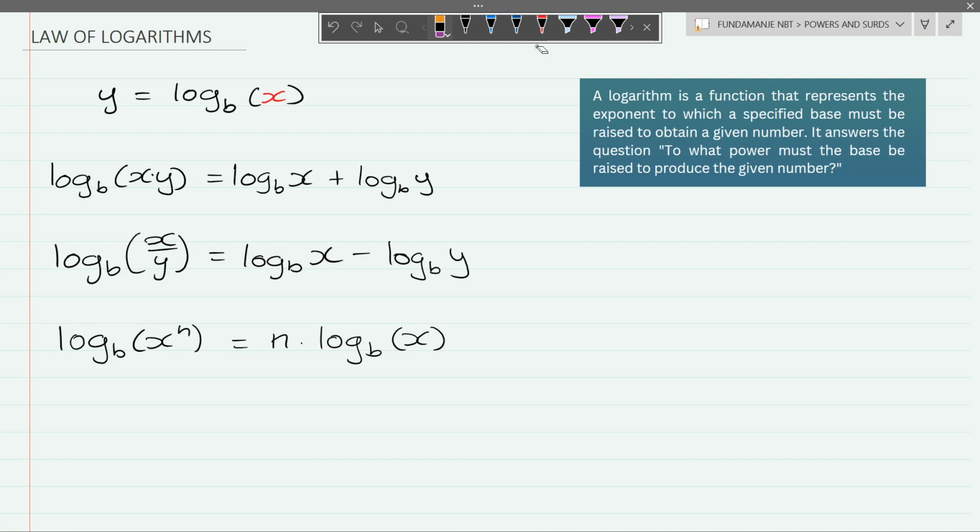So we cannot have the base being equal to 1, because how would we then be able to answer this question? If we have 8 and the base is 1, what can we raise 1 to the power of in order to get 8? There is no number that exists that we can raise 1 to that will give us 8. So we just end it here and say that b cannot be equal to 1. x has to be greater than 0, like that.